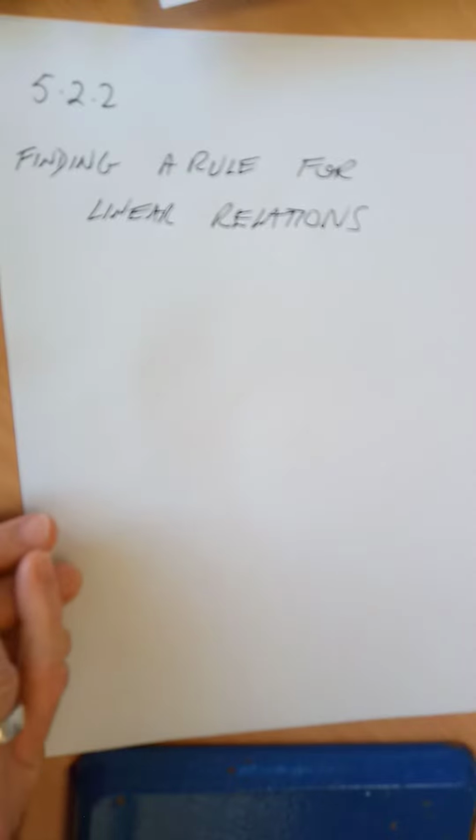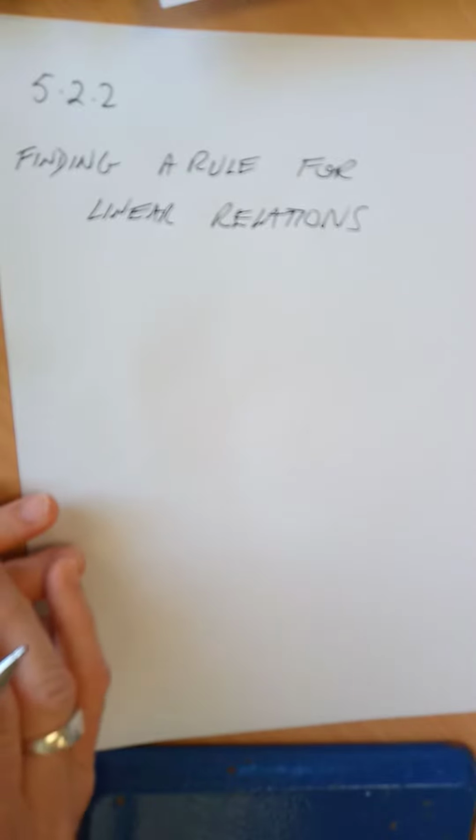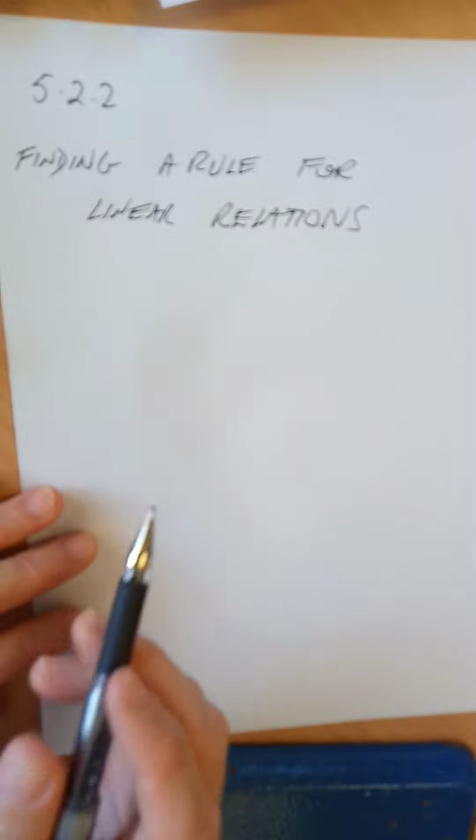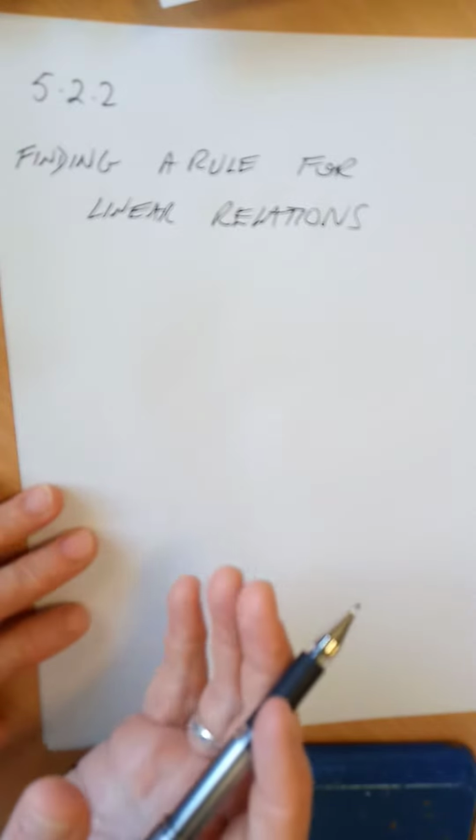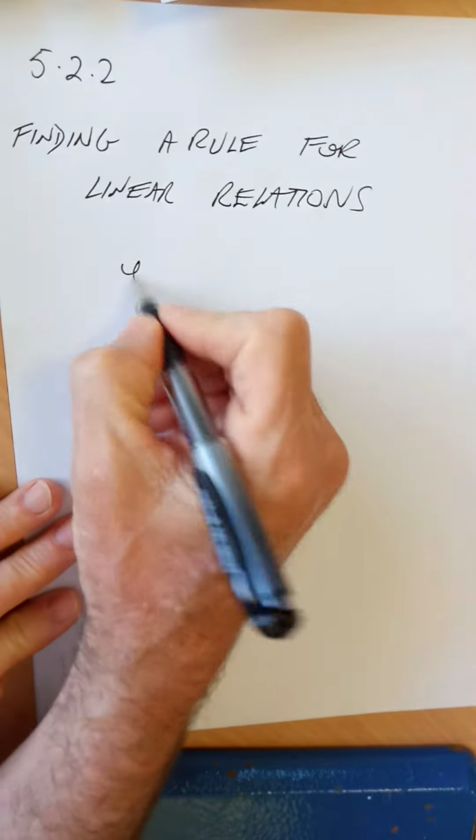Hi students. Okay, this is chapter 5, section 5.2.2, finding a rule for linear relations. So, first of all, what is a rule? What are we talking about here? Let's look at an example.